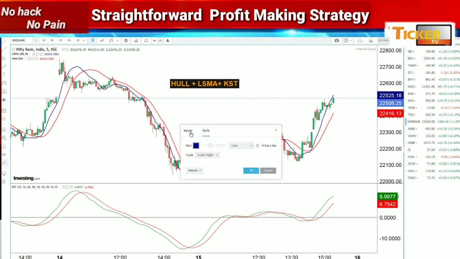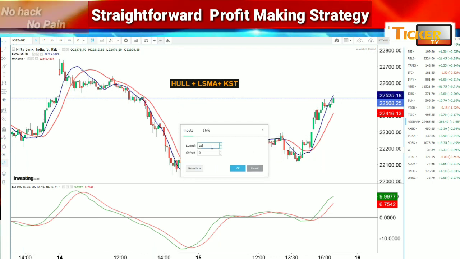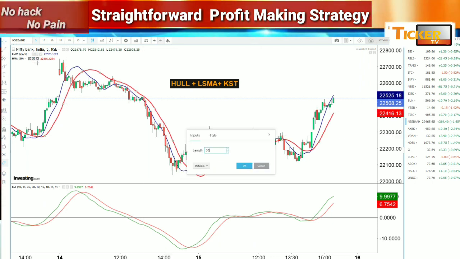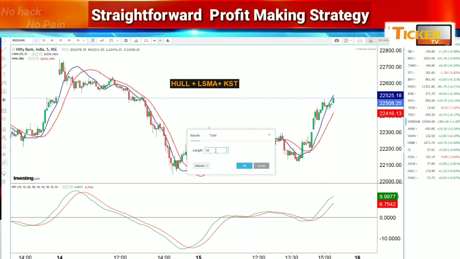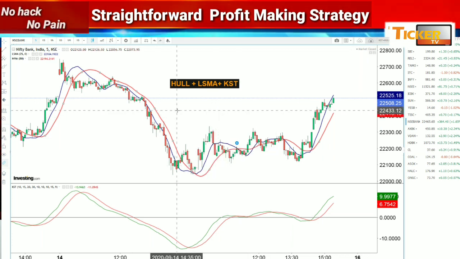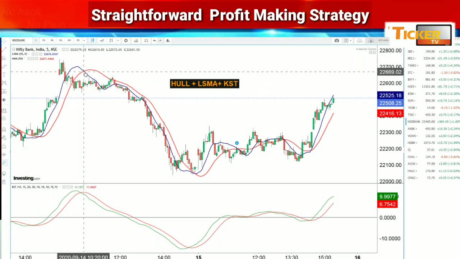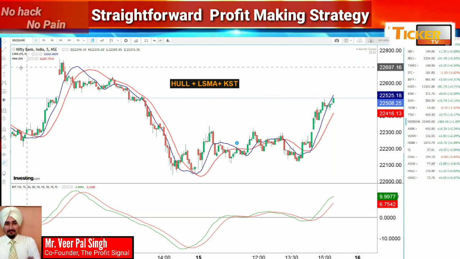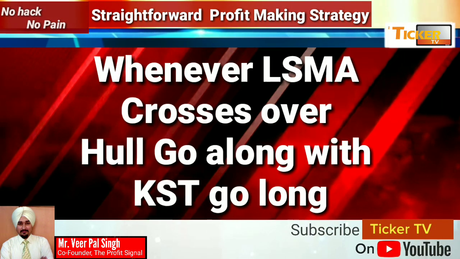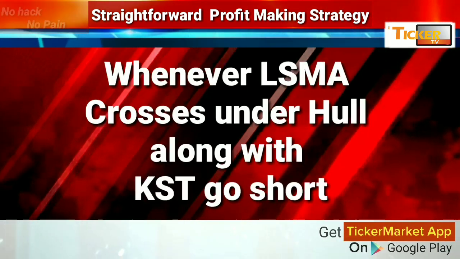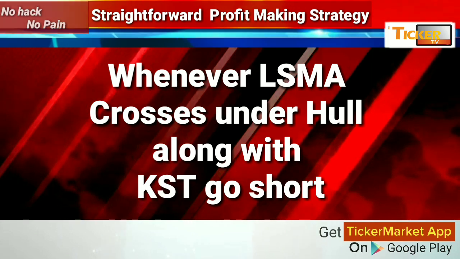One is the least square moving average, and we will take its default value, that is 25. The other moving average we will take is the Hull moving average. Its default value is 9, but we will take the value 50. The blue one is the least square, the 25 period moving average, and the Hull moving average is the red colored one shown in your chart.